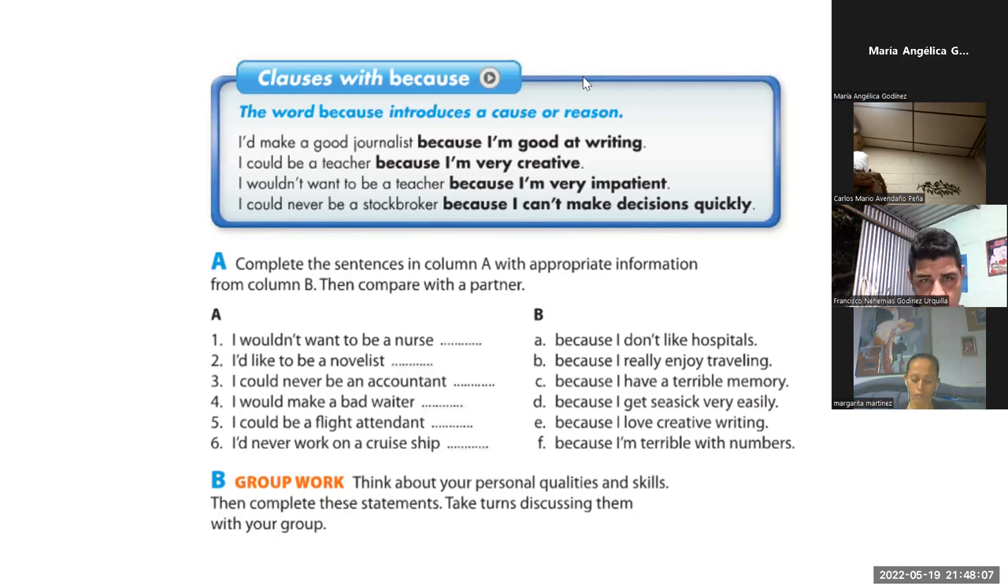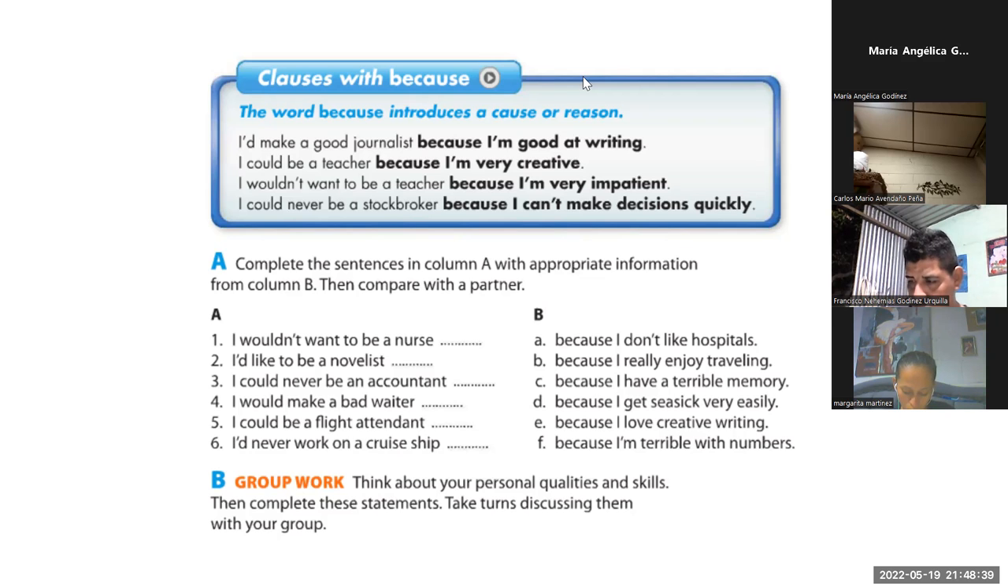A volunteer for number five. I could be a flight attendant because I really enjoy traveling. Okay, excellent. And number six. Volunteer for number six. I would never work on a cruise ship because I get seasick very easily. Excellent. Thank you so much.